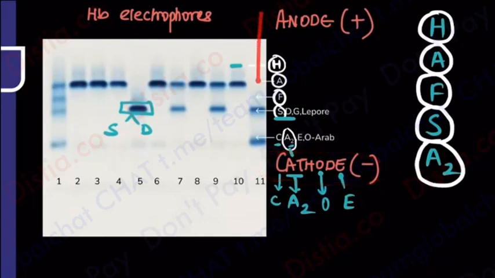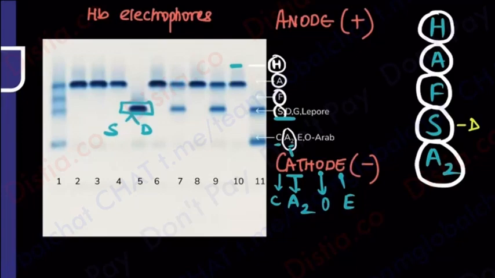So whenever you have to go from anode to cathode, you will learn the mnemonic HAFSA. That is, you have hemoglobin H, hemoglobin A, hemoglobin F, then hemoglobin S. S is going to overlap a little with D also. And lastly, you have hemoglobin A2, and A2 is going to overlap at the cathode with a lot of things. If in the exam you forget HAFSA and everything, suddenly you go blank, what can help you in the paper then?